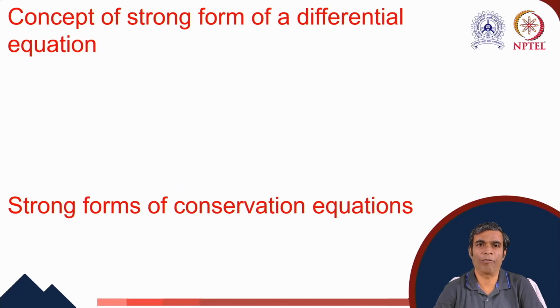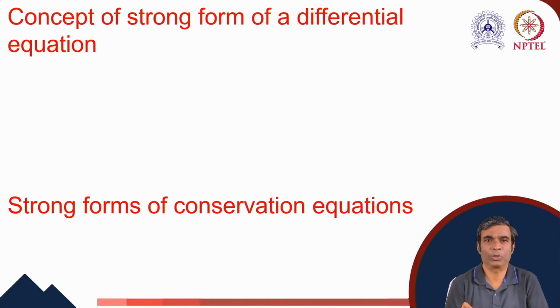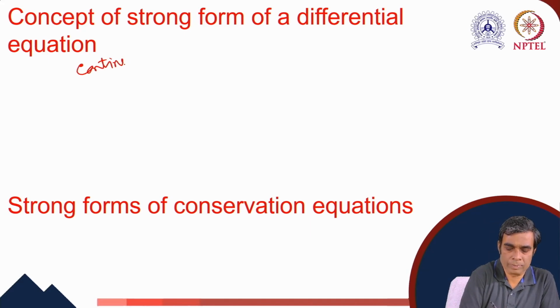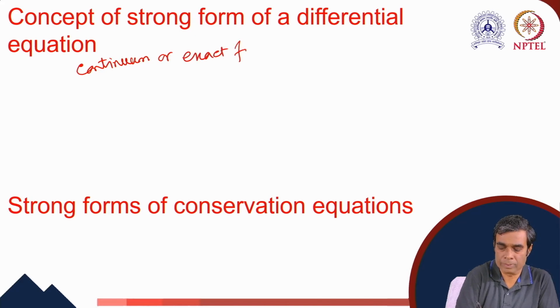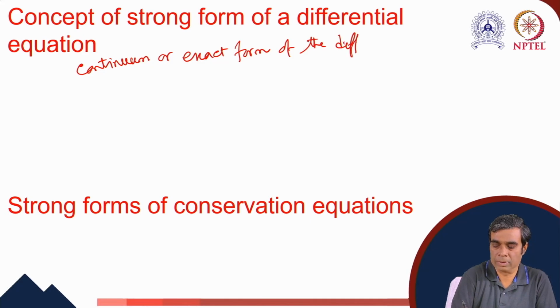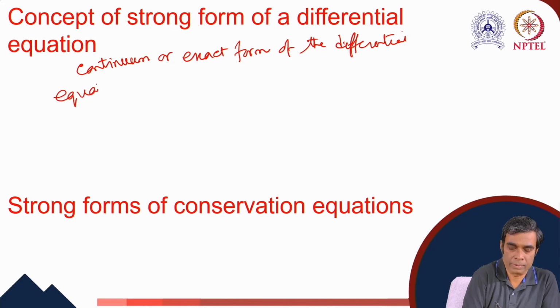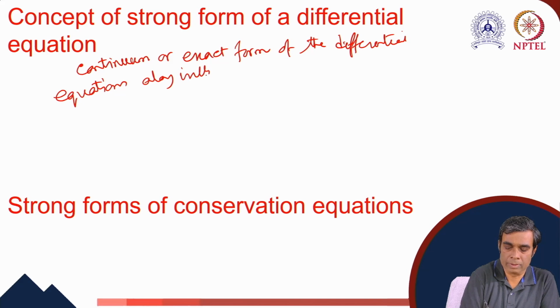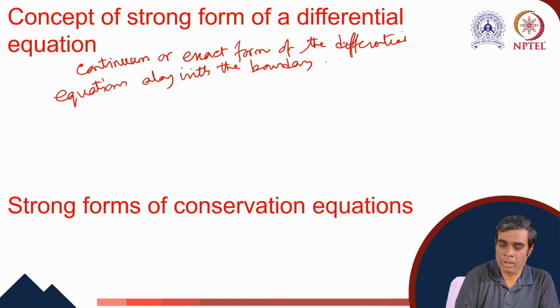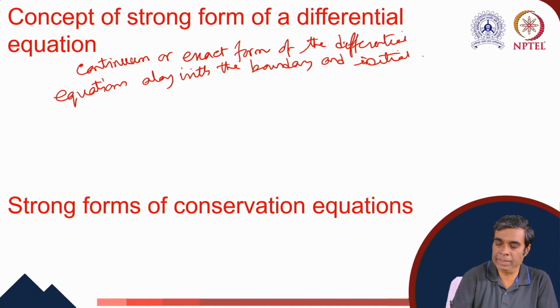Next, we introduce the concept of strong form of a differential equation. So, the governing equations, when we write in the continuum domain, are known as the exact equations or the continuum equations. These equations are always written in the differential form. In our fluid mechanics or thermofluid problems, the maximum order of these continuum equations is 2. So, momentum equations and energy equations are of second order. Here by strong form we mean the continuum or exact form of the differential equations along with the boundary and initial conditions.